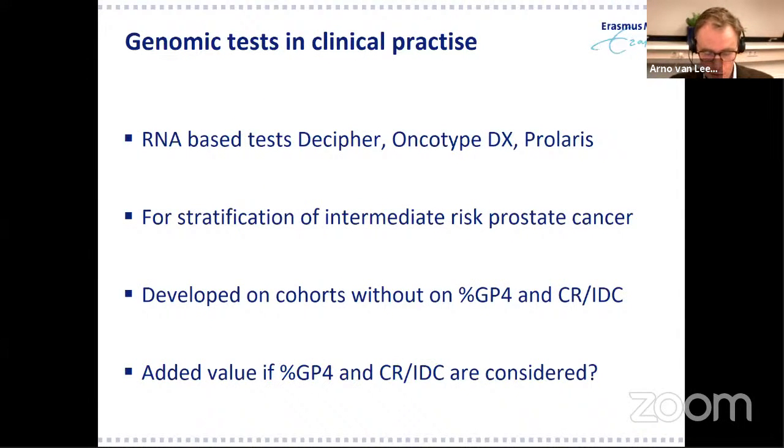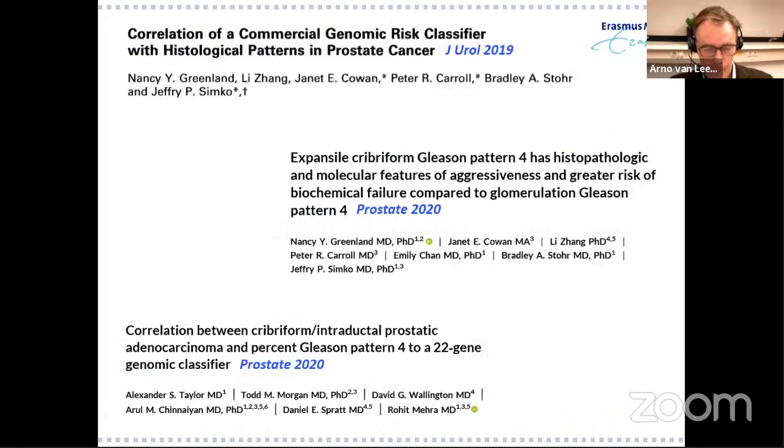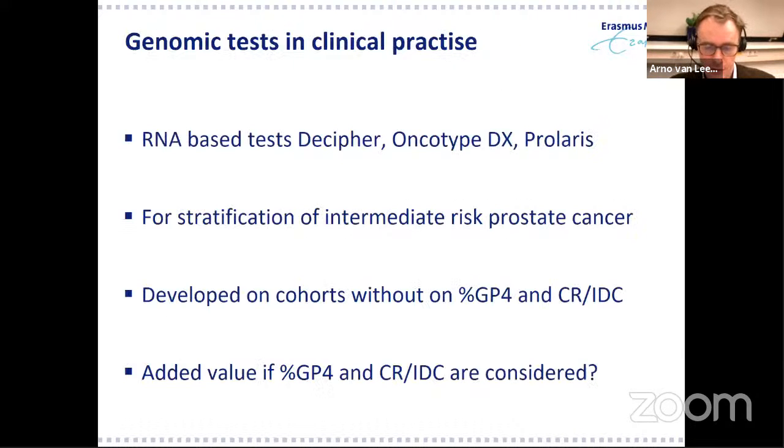Investigation of molecular alterations in growth patterns not only is of scientific interest, but might also have practical impact. At this moment, several molecular tests are available which provide risk classification in intermediate risk prostate cancer and support clinical decision-making. In the development and validation of these commercial tests, information on percentage pattern 4 and cribriform carcinoma was however not taken into account.